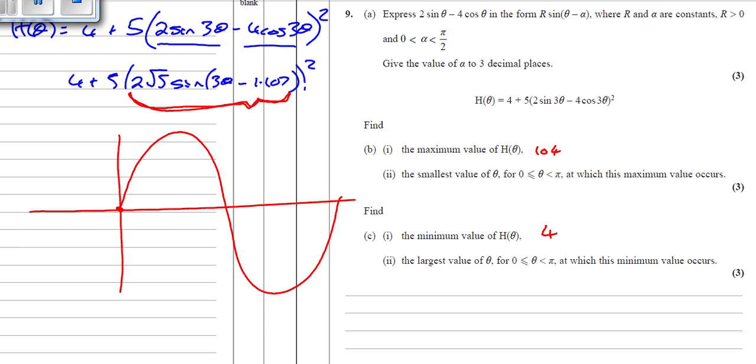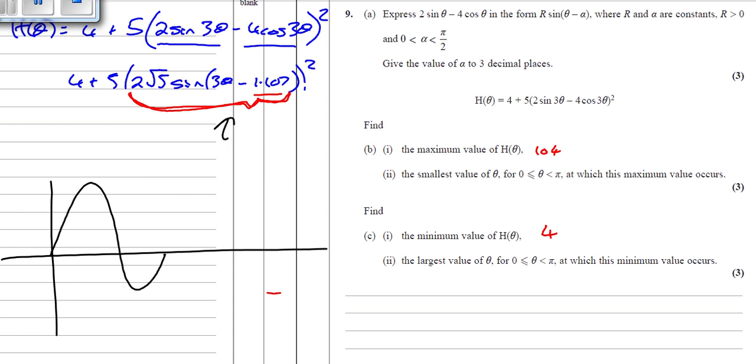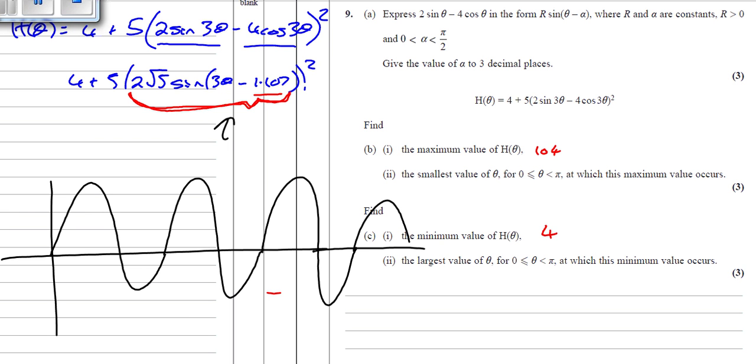So what we've got to do is find the value of theta. So we're going to do 3 lots of theta, take away 1.107, and that's going to equal 0. In fact, because we've got this 3 here, we're going to draw 3 times the sine graph and then take away 1.107. So that's 1, 2, 3, and then a little bit more. So that's going to be pi over 2.